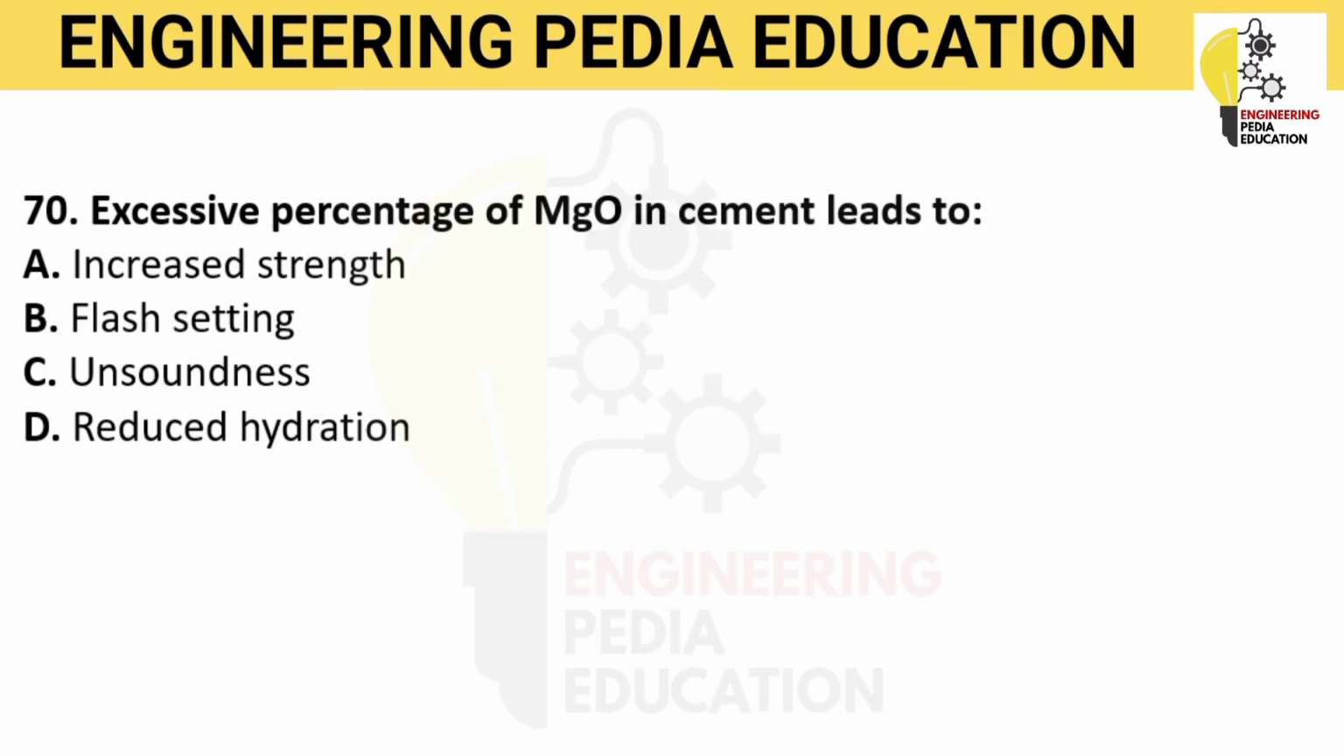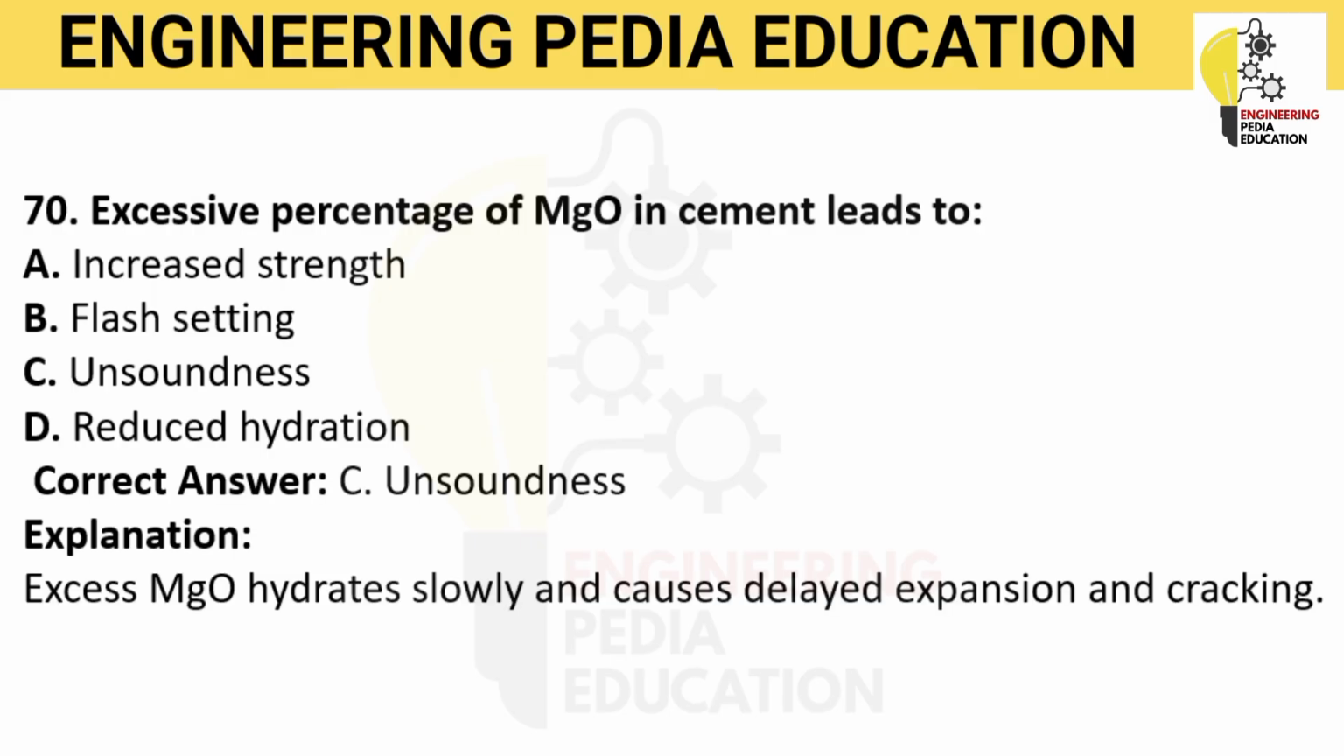Excessive percentage of MgO in cement leads to increased strength, flash setting, unsoundness, reduced hydration. So the correct answer is unsoundness. Excess MgO hydrates slowly and causes delayed expansion and cracking.